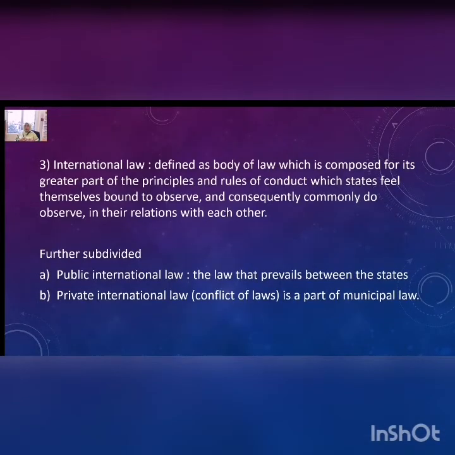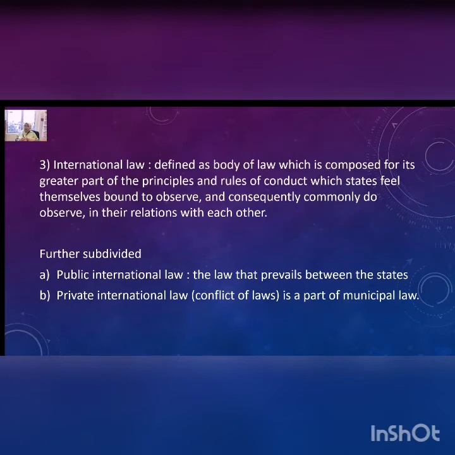Okay. The third one is international law. It is defined as a body of law which is composed for its greater part of all of the principles and rules of conduct which states feel themselves bound to observe. So, for example, in international law, we have international treaties. So, if the states think they are bound to observe, they must follow the international treaties, like the UN Declaration of Human Rights, and there are lots of conventions, and also the Muslim Convention of the World.